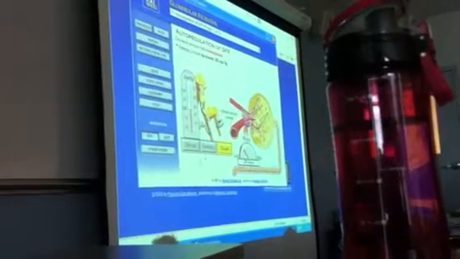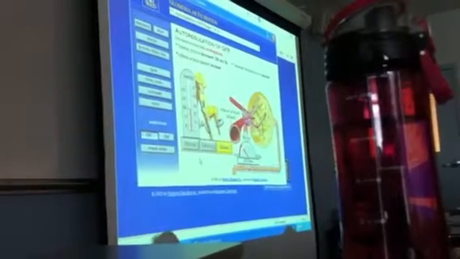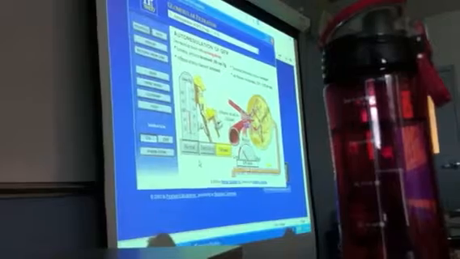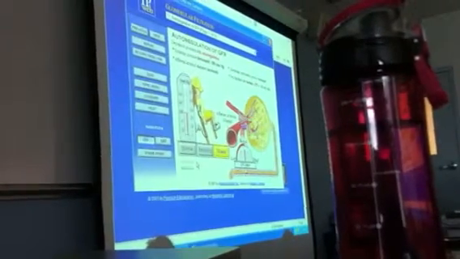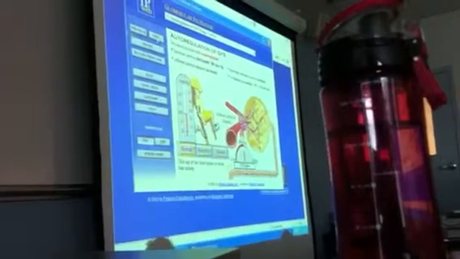As relaxation continues, the afferent arteriole dilates further to increase blood flow and glomerular hydrostatic pressure. Autoregulation has normalized the GFR. You may click any of the three buttons to repeat their activity.